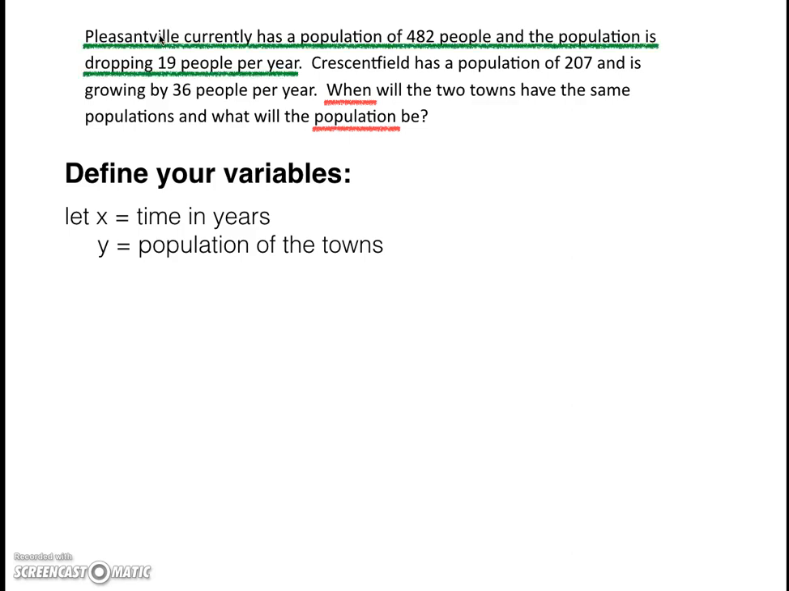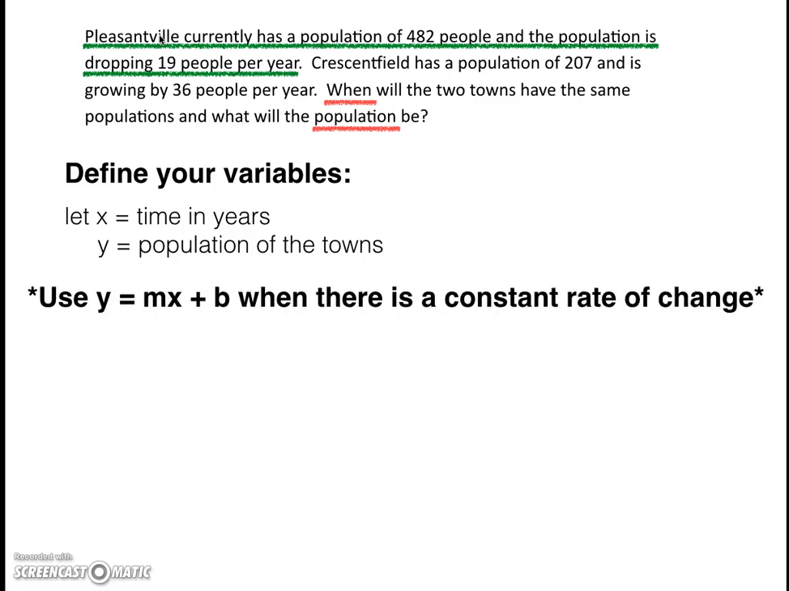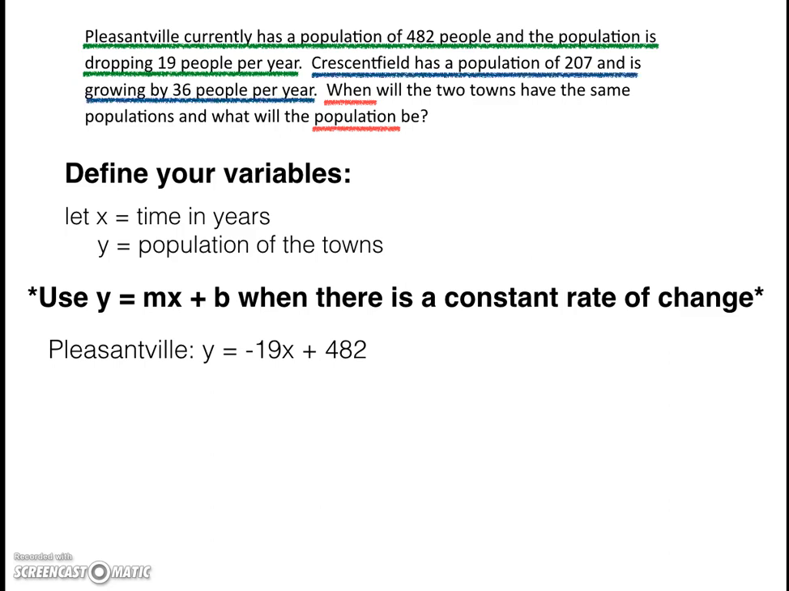When we reread this sentence, we notice that we have a starting point and the population is dropping at a constant rate. So we're going to use y equals mx plus b when there's a constant rate of change. For Pleasantville, we have y equals negative 19x plus 482. Negative 19 comes from dropping 19 people per year, and 482 is the starting point. For Crescentfield, we have an increasing population of 36 people per year, so it's a positive 36 for our slope, and a starting point of 207.